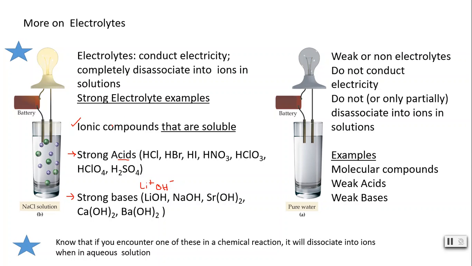Okay. So, ionic compounds that are soluble, strong acids, the ones listed here, and strong bases, the ones listed here, these are all examples of strong electrolytes. If you encounter one of these in a chemical reaction, you should know that it will dissociate or break apart into its component ions. Anything else, so for example, molecular compounds like sugar, weak acids, or weak bases, these are non-electrolytes. They do not conduct electricity. For purposes of this course, we focus on the strong electrolytes.